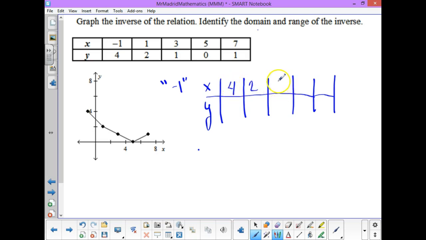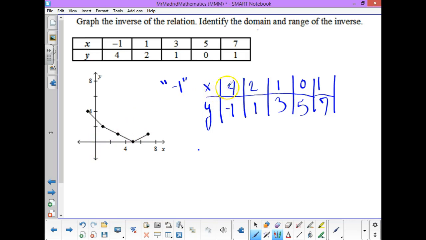4, 2, 1, 0, 1. All these x values from the original relation will now be y values. -1, 1, 3, 5, 7. And now I simply go and plot these on this graph, see what we get.